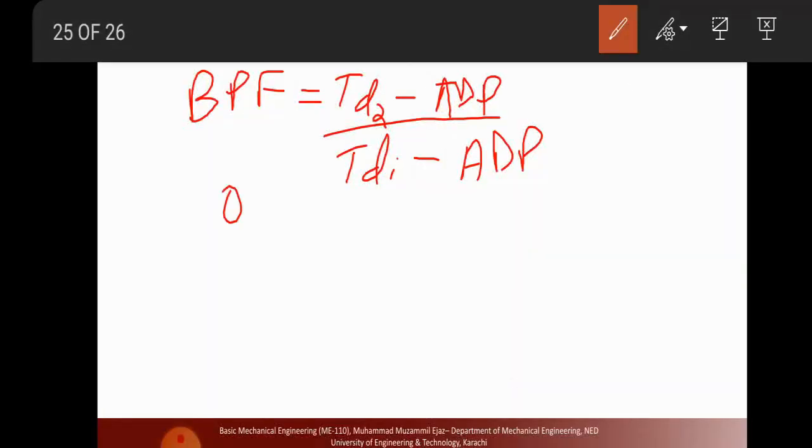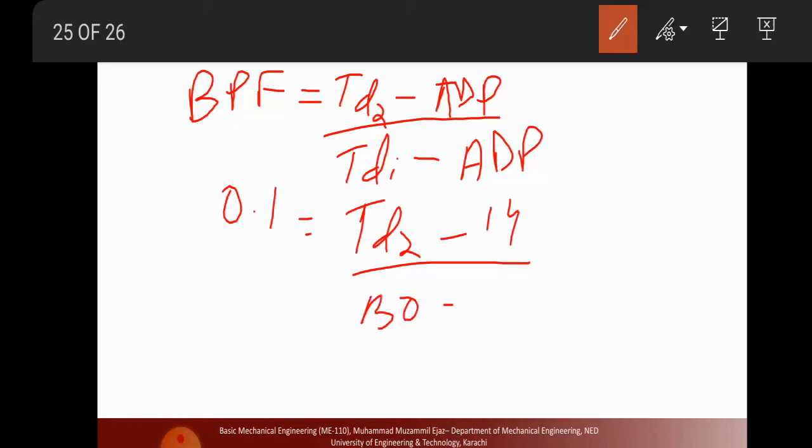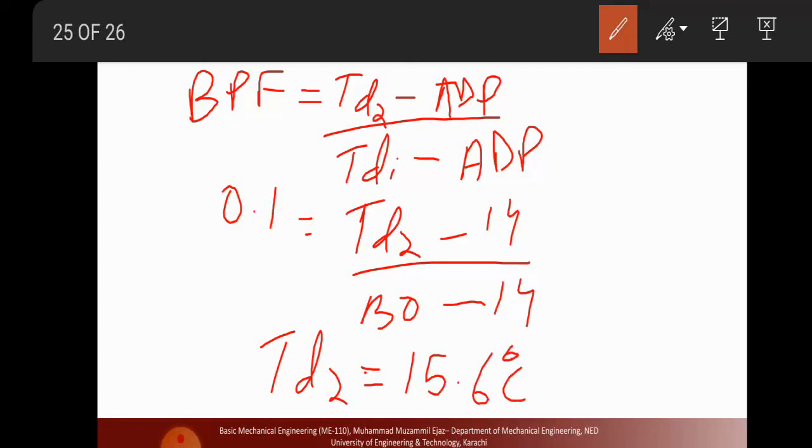So we write 0.1 over here, and we have to find TD2 minus 14, the dew point, and TD1 is 30 degrees centigrade minus 14. By solving this equation, you get the TD2 value equal to 15.6 degrees centigrade. This is 30. Now we have to make one more.